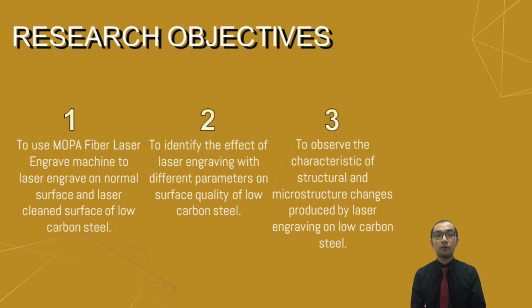Next, from the surface roughness test, the third objective is to observe the characteristics of structural and microstructure changes produced by the laser engraving on low carbon steel by observing microscopic images.